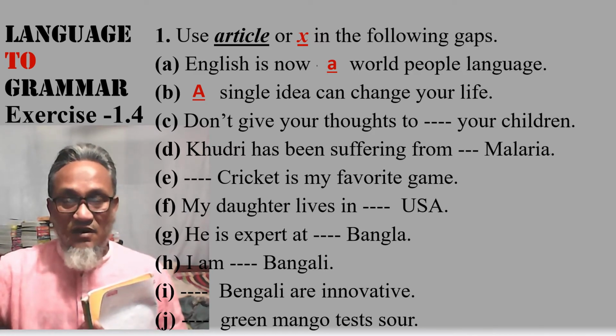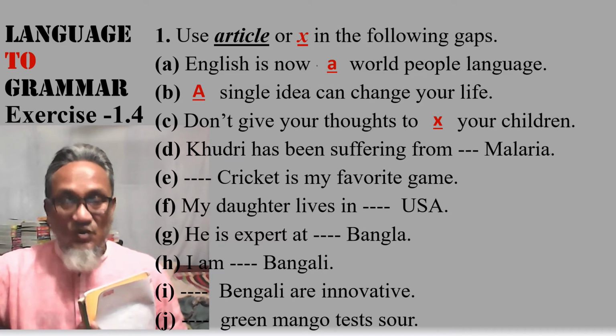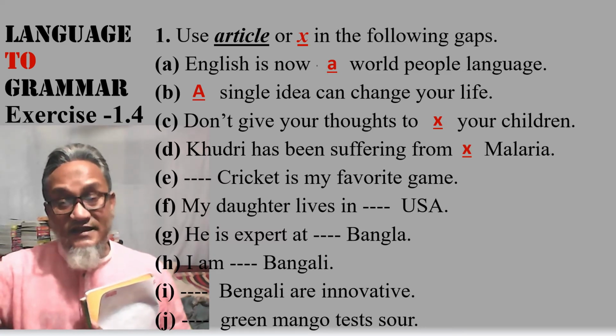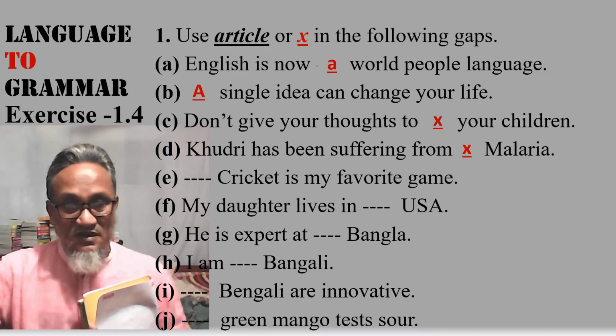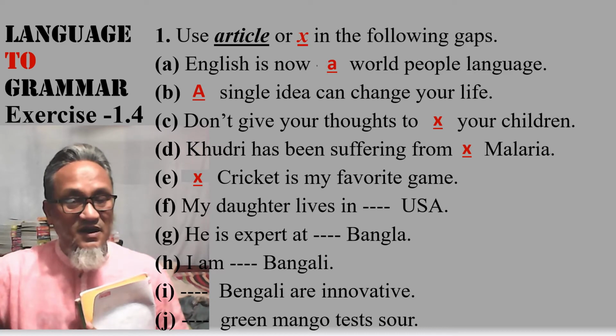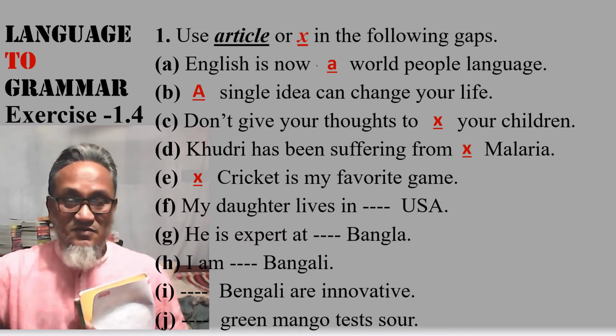Then, don't keep your thoughts to your children. Before possessive or after possessive, no article is used. So use cross here. Khudri has been suffering from dash cross. It's an uncountable noun. All disease names are uncountable. A or an article is not used before an uncountable noun. Cricket also, all sports and game names are uncountable. A or an is not used before uncountable.